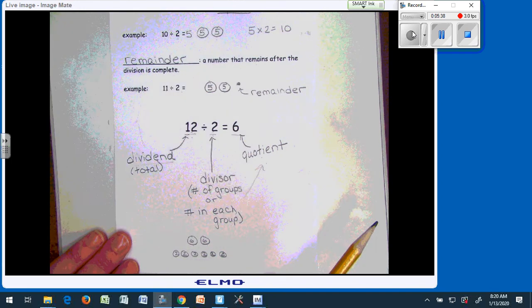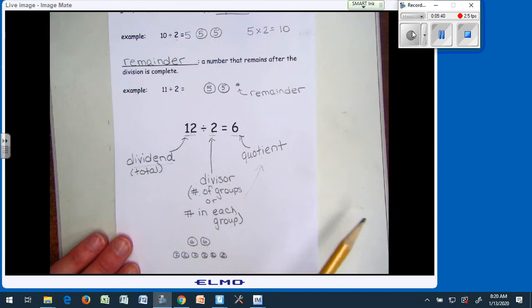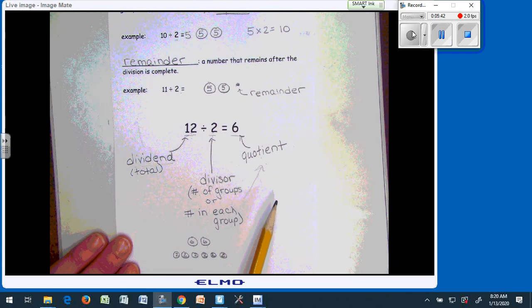Okay, so now that you've done the introduction for topic 5, you are ready for 5-1. Great job.